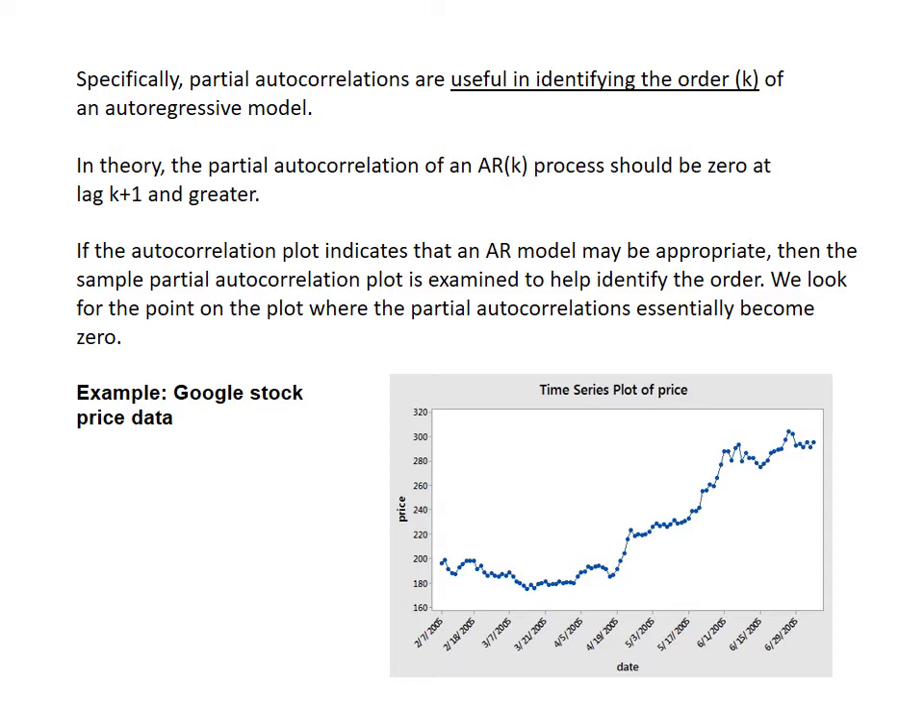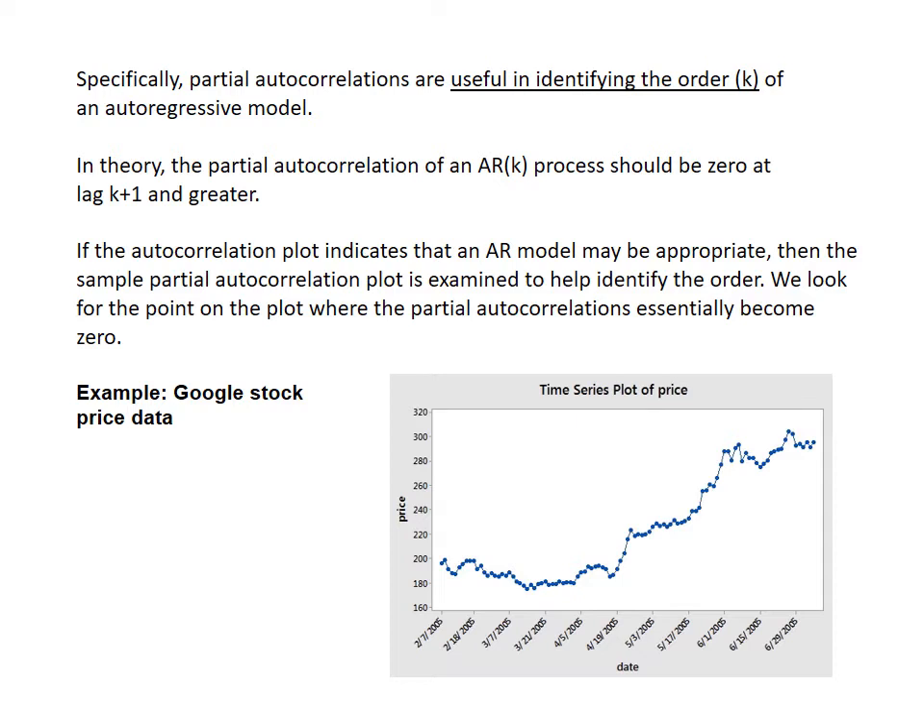And so if we're looking at a time series and we plot the autocorrelation function, and it shows some significant memory in the system, then the first thing that we do is take the sample partial autocorrelation in order to identify the order, if we're going to try to put a model together.